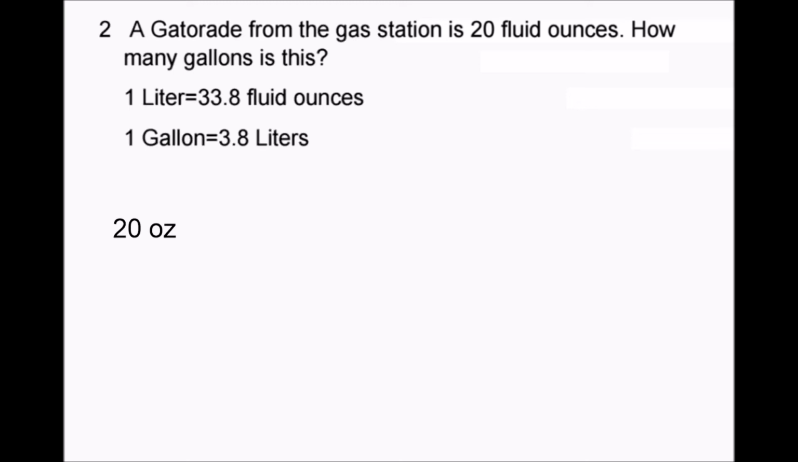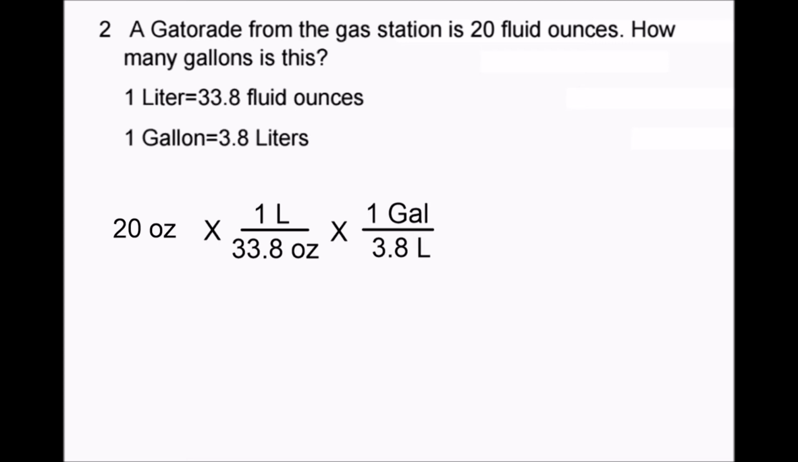Well, if I look up some conversions between liters and ounces and gallons and liters, I can see this conversion right here, that 1 liter is 33.8 fluid ounces and 1 gallon is 3.8 liters. I can use these together to change the 20 ounces into gallons. I start off like before by writing down what I was given in the first place, and then using the fractional method, I'm going to actually multiply now by 2 fractional conversions.